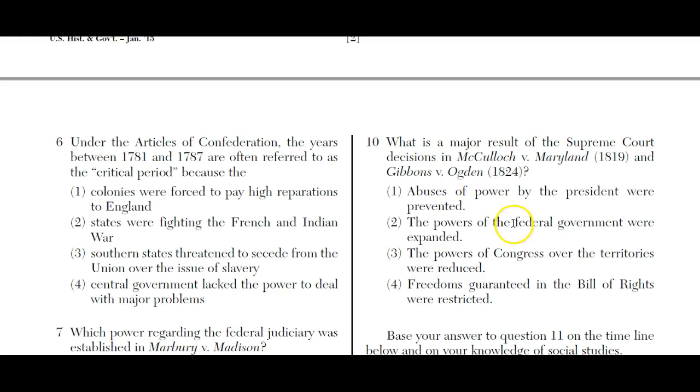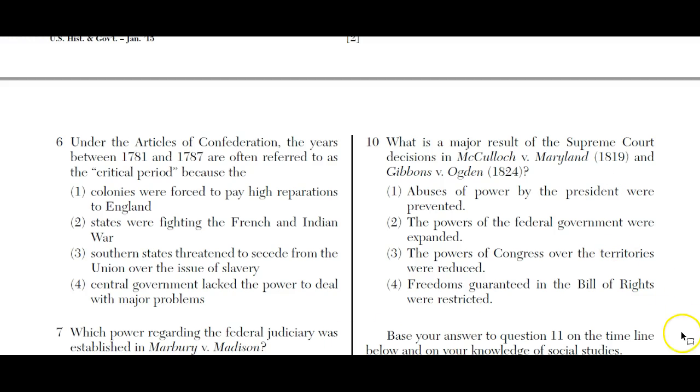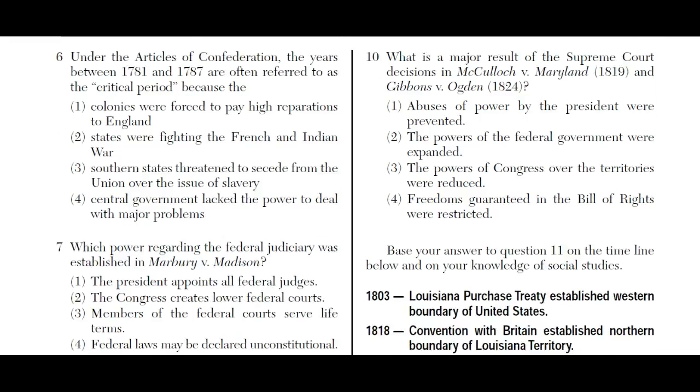So the powers of the federal government were expanded. They like to ask that question. They will use the terms. Watch. They will talk about the Elastic Clause, which is the same thing as the Necessary and Proper Clause. Congress has certain enumerated powers, listed powers, specific, explicit powers, and all other powers necessary and proper to accomplish those. The Supreme Court has used that Elastic Clause to expand the power of the federal government. McCulloch v. Maryland and Gibbons v. Ogden are important examples of that. Okay.